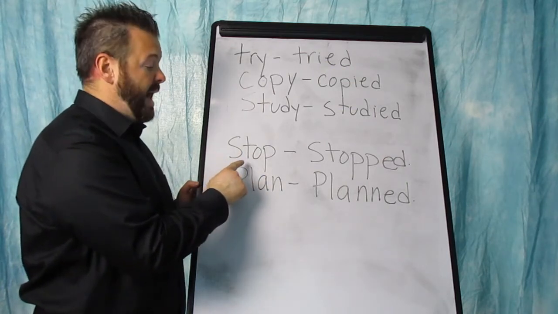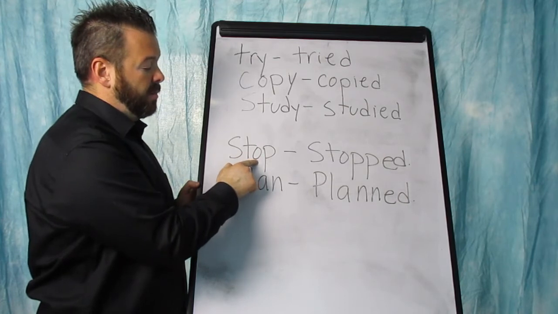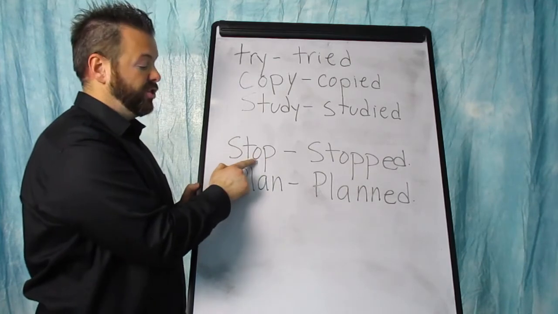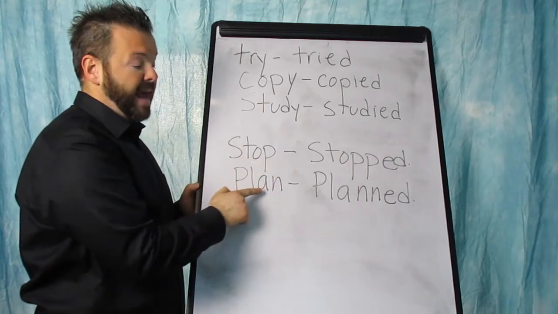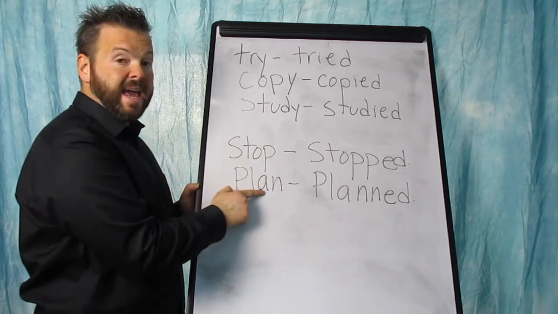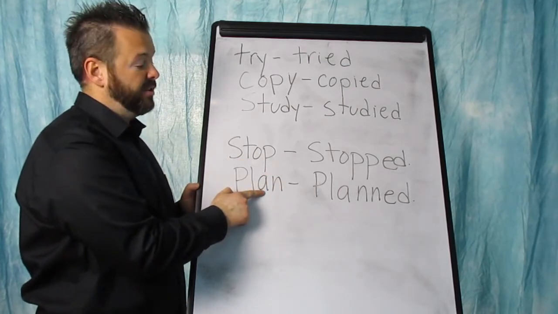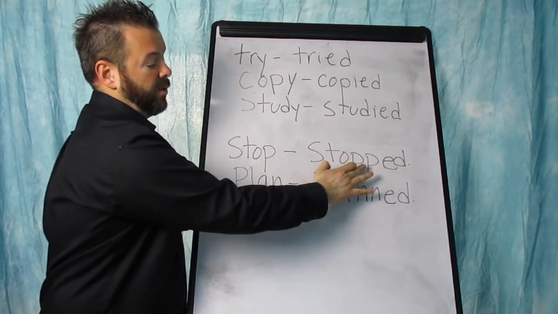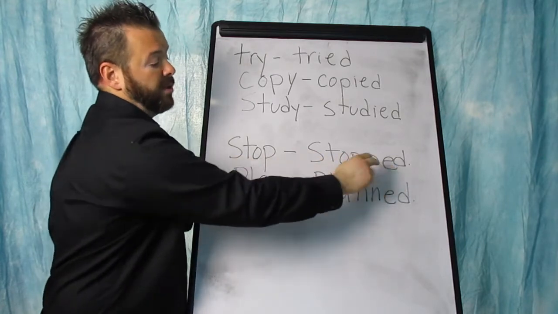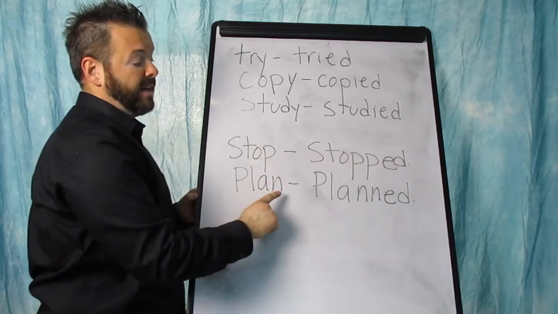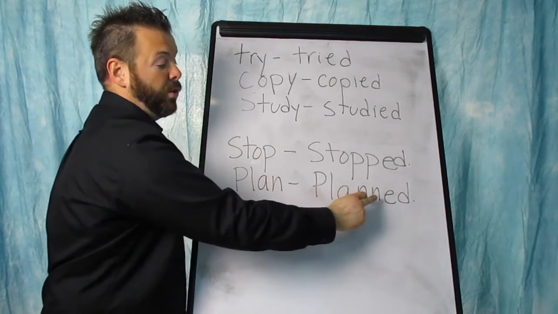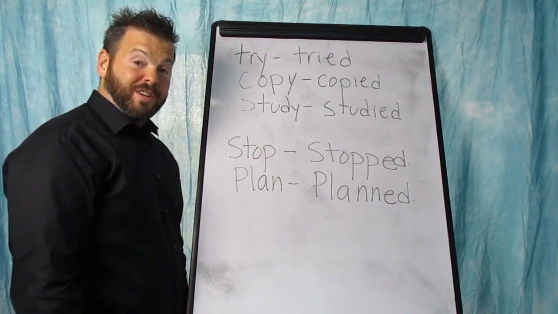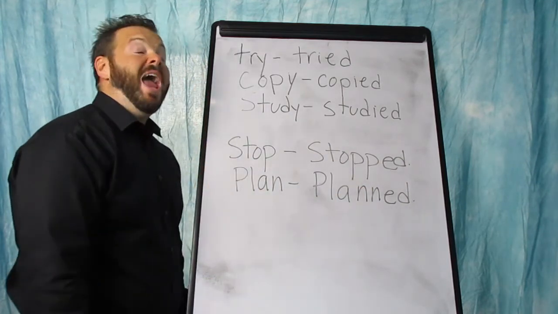If a word has a vowel that is the second to last letter in the word, as in stop and plan, so the O and the A are your second to last letters, you make the letters doubled. So stop becomes stopped with two P's, plan becomes planned with two N's. Pause the video here, write everything down, and read it to yourself.